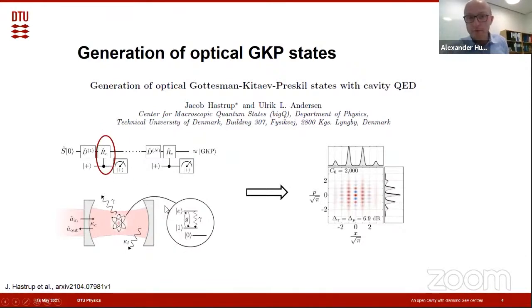The measurement in the superposition state then projects the input state onto a superposition, and repeated in a repeated fashion, that scheme eventually yields the generation of a GKP state. So that would be a nice application, and this is, I think, a good motivation for what we're heading towards.